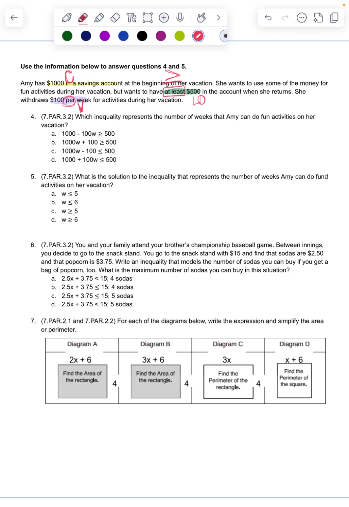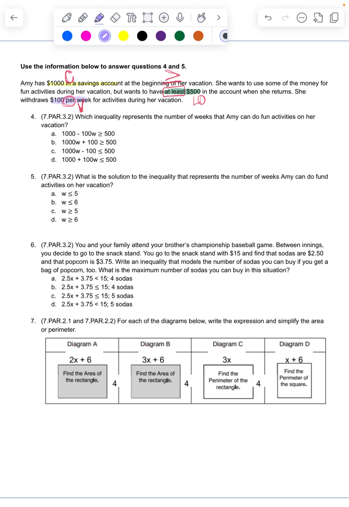You and your family attend, so I'm on number 6 now because number 4 and 5 are right there. You and your family attend your brother's championship baseball game. Between innings, you decide to go to the snack stand. You go to the snack stand with $15. You find that sodas are $2.50 a piece and popcorn is $3.75. Write an inequality that models the number of sodas you can buy if you get a bag of popcorn. What is the maximum number of sodas you can buy in this situation?